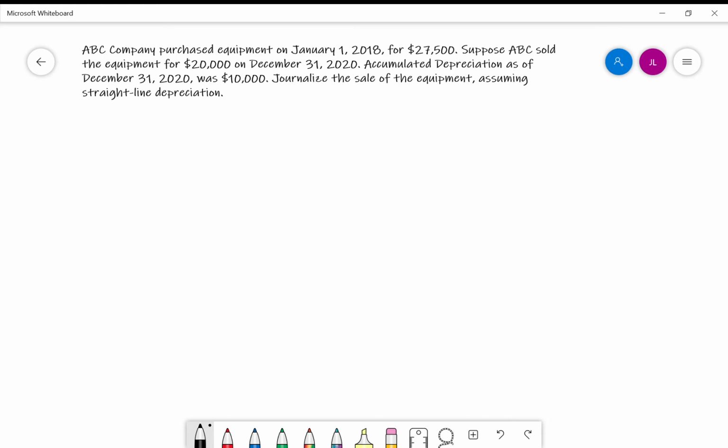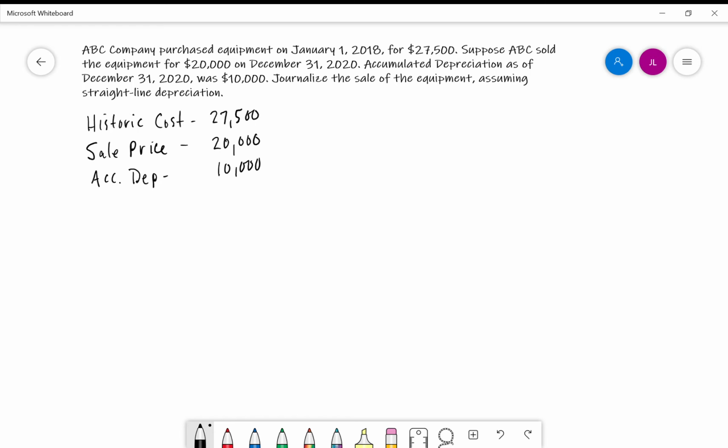So what we really have here is we're selling this for $20,000. The accumulated depreciation up to this point was $10,000. So we'll pull out our pertinent facts here. We've got historic cost of 27.5, we have a sale price of 20,000, and we have accumulated depreciation of 10,000. And we want to journalize the sale of this equipment.